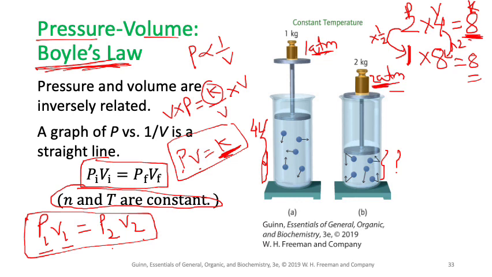So according to Boyle's law, the volume should decrease by the same factor. I increased the pressure by 2 times, so the volume should decrease by half, right? So 4 by 2, 2 liters. That's your final volume, because the number has to be the same. 1 times 4, 4; 2 times 2, 4. The constant number is the same. So this is how you can figure it out.